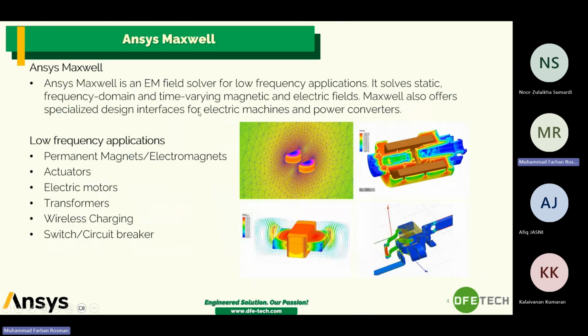So what is Ansys Maxwell? Ansys Maxwell is a 2D and 3D electromagnetic field solver for low frequency applications. The low frequency applications include permanent magnets, electromagnets, actuators, electric motors, transformers, wireless charging, switches, or circuit breakers. It solves static, frequency domain, and time varying magnetic and electric fields. Maxwell also offers some specialized design interfaces for electric machines and power converters.